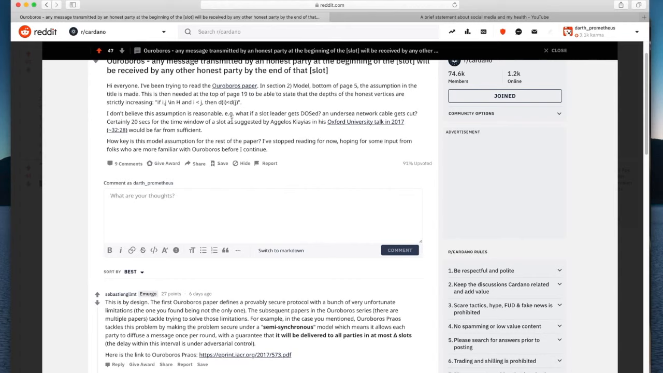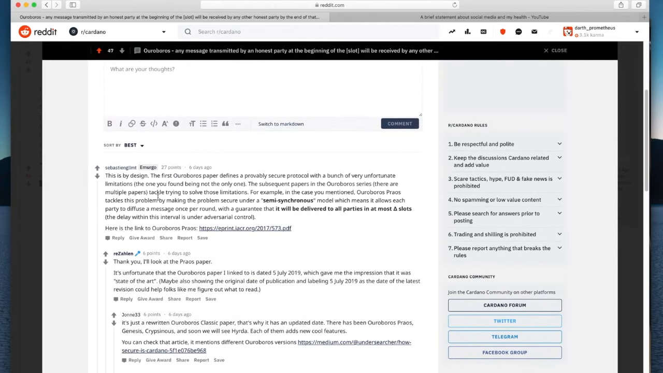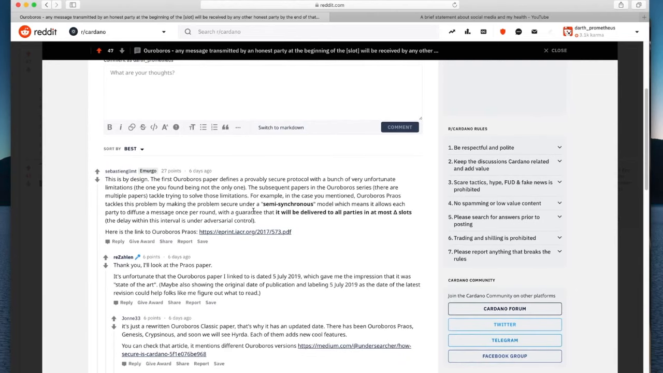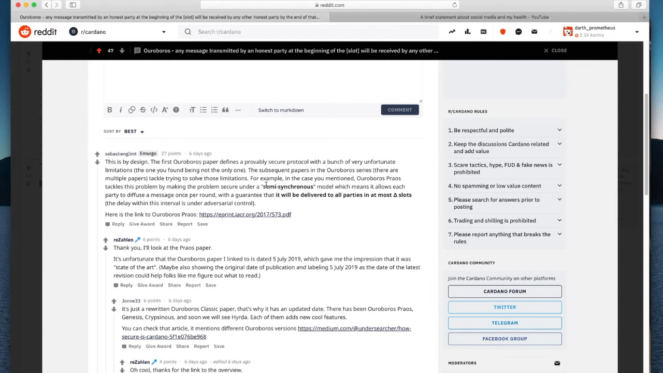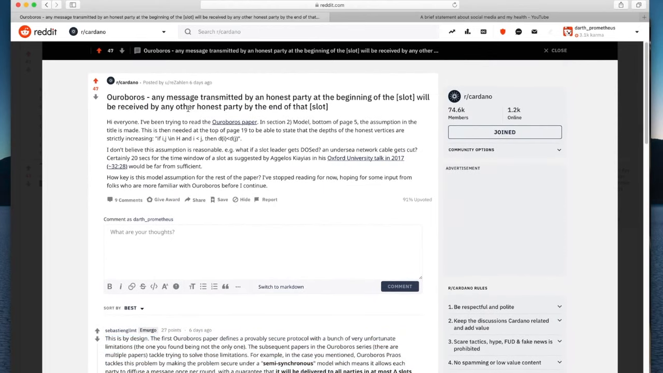The user gets a response from Sebastian describing the model. What I recommend you do is check out the latest papers at IOHK's research. And let me jump over there real quick to show you what I'm talking about. But you have a brief description here from Sebastian, which would probably be very helpful if you just want a quick summary of what this post is talking about.